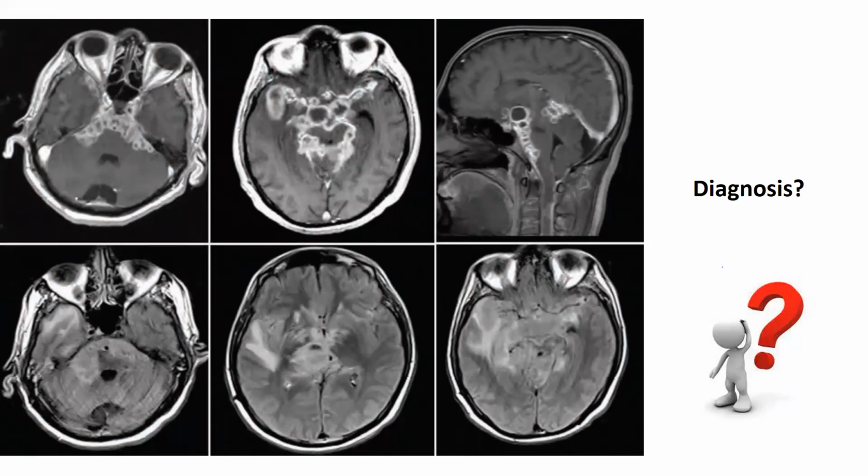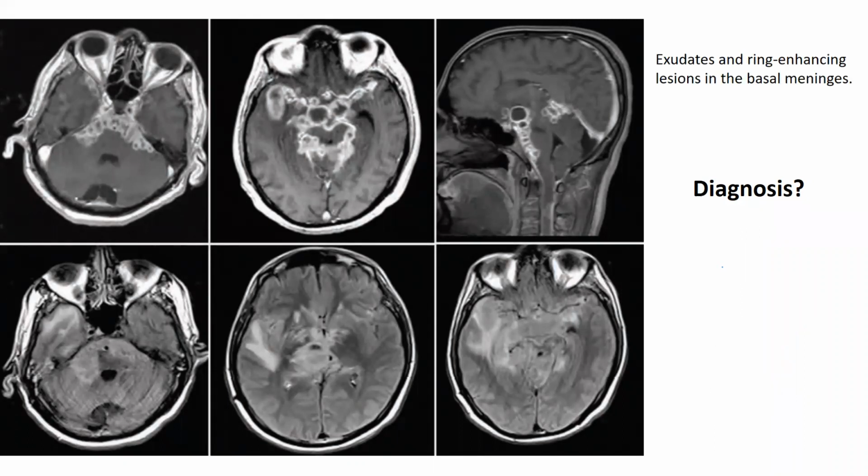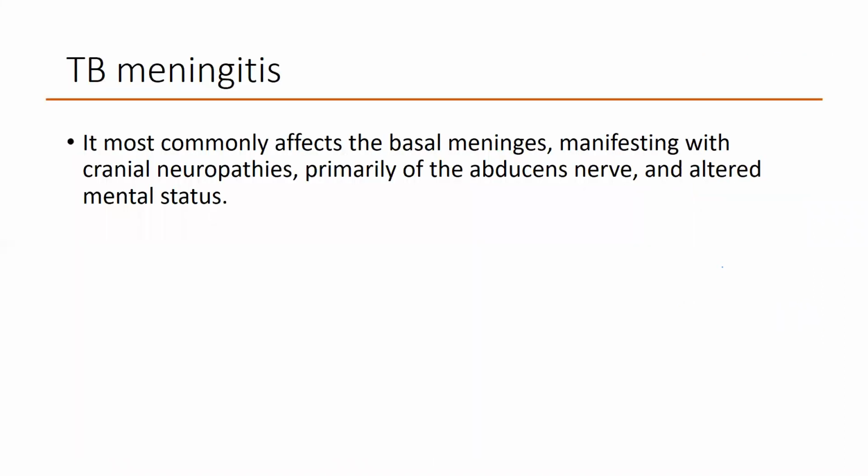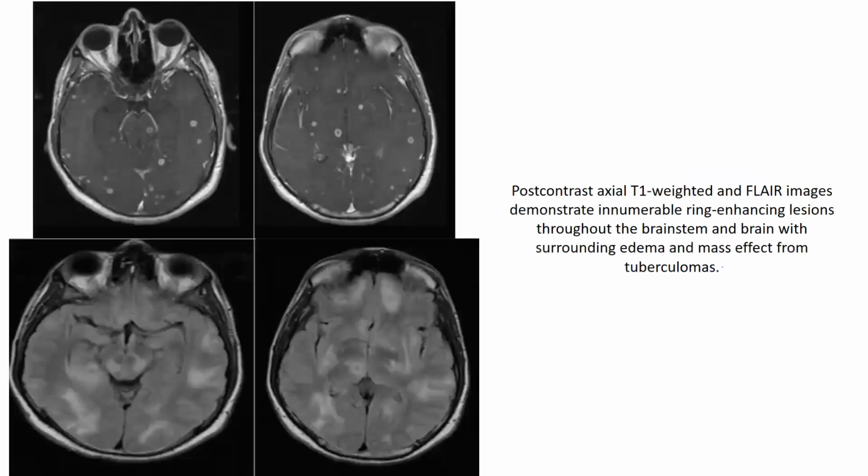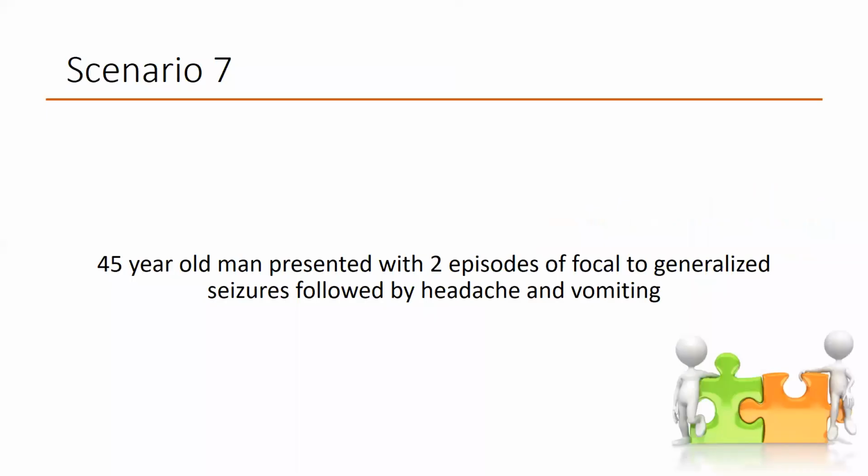You can see the extensive basal exudates, the ring-like lesions, the contrast enhancement, the mass effect, extending in the basal meninges. This is a patient with tuberculosis. TB meningitis most commonly affects the basal meninges and manifests with cranial neuropathies, primarily of the abducens nerve, and altered mental status. This post-contrast image demonstrates a large number of ring-enhancing lesions throughout the brainstem and brain. Below you have the FLAIR images showing the mass effect and the edema due to the tuberculomas.